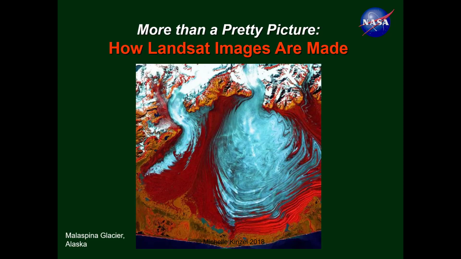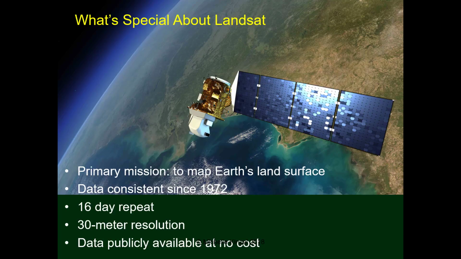So Landsat, it's more than a pretty picture, and we're going to talk about how Landsat images are made. Here's an example of the Malaspina Glacier in Alaska. So what's special about Landsat? Well, the primary mission was to map Earth's land surface. The data is consistent and it has been collected since 1972. There is a 16-day repeat. This is also called temporal resolution. And there's a 30-meter spatial resolution. The data is publicly available at no cost.